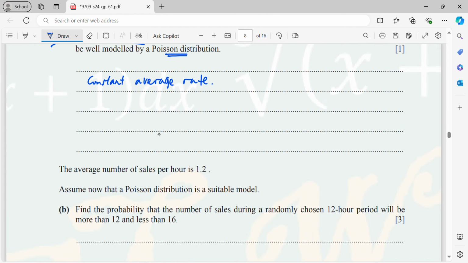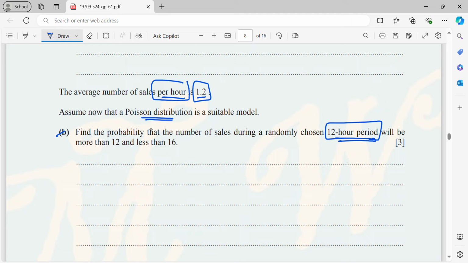Okay, that is the additional condition. Now, the average number of sales per hour is 1.2. So assume now that a Poisson distribution is a suitable model. B, find the probability that the number of sales during a randomly chosen 12-hour period will be more than 12 and less than 16. Okay, per hour 1.2, now this is 12 hours. So since there are 12 hours, you multiply by 12, then that is going to be 14.4.